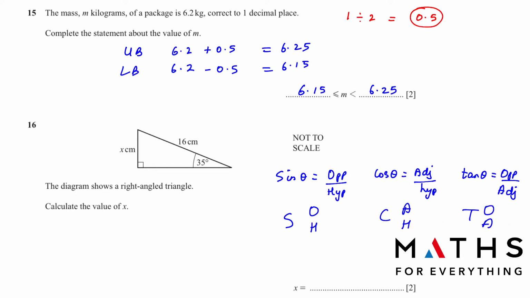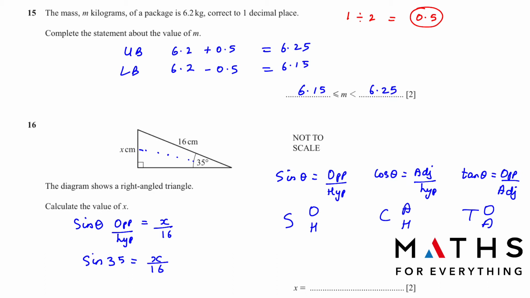So what do we have now? We have got the opposite of this angle, which is x, and we got the hypotenuse, which is 16. So what identity are we talking about? We are talking about sine. Theta is also given to us, so we write sine 35 is equal to x over 16.